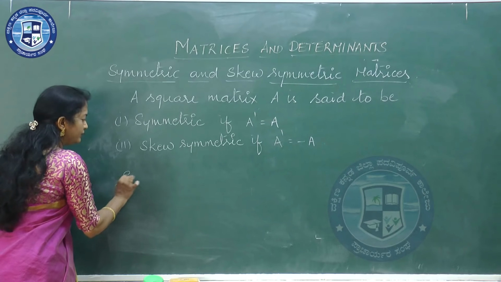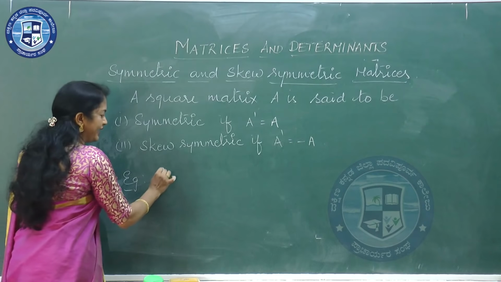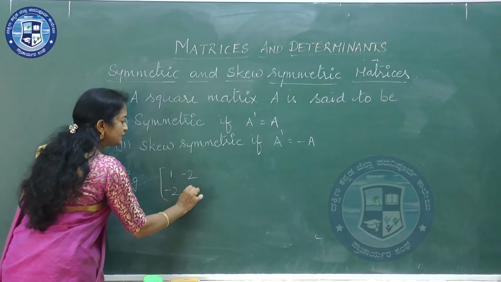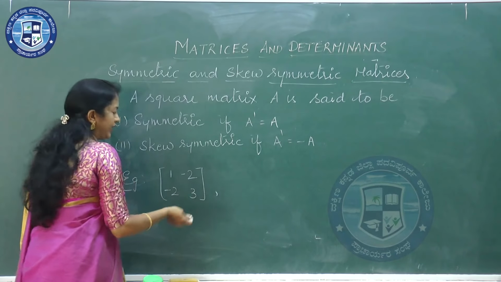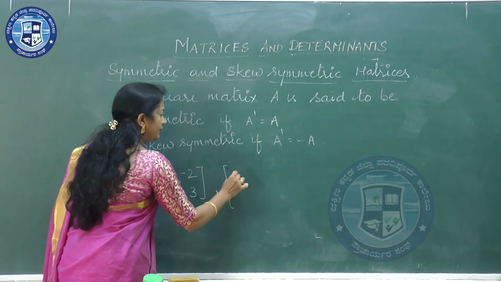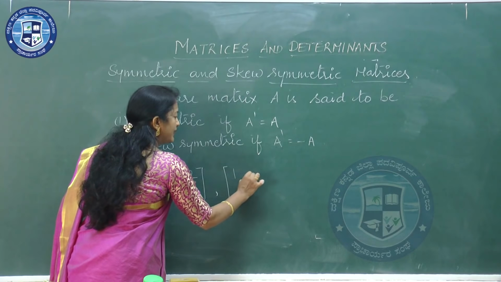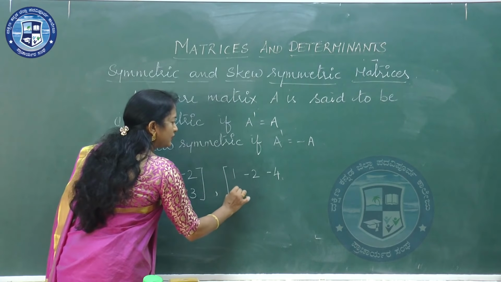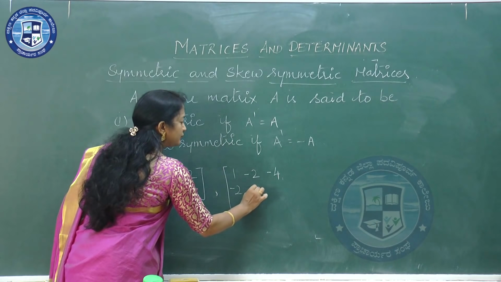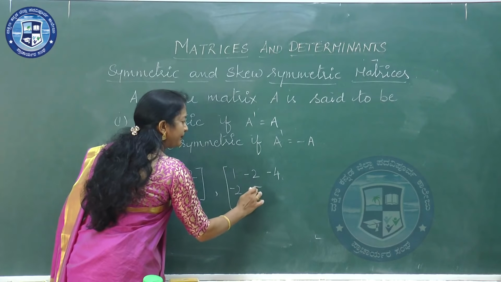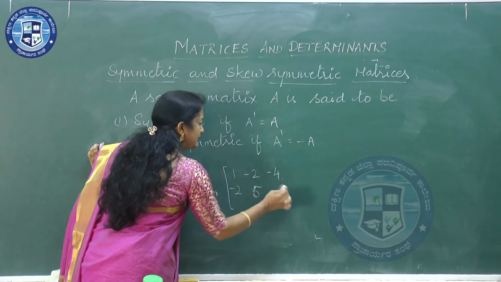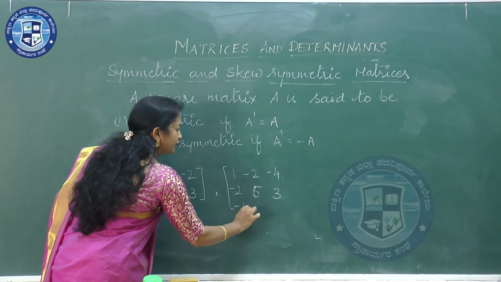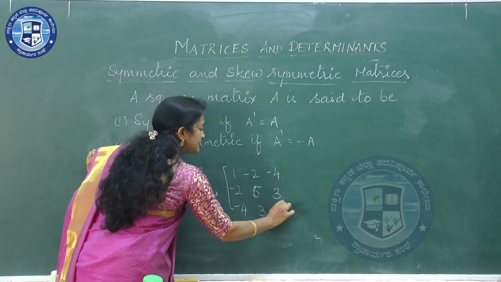Now I can give one matrix: 1, -2, -2, 3, and another matrix: 1, -2, -4, -2, 5, -3, -4, 3, 7.